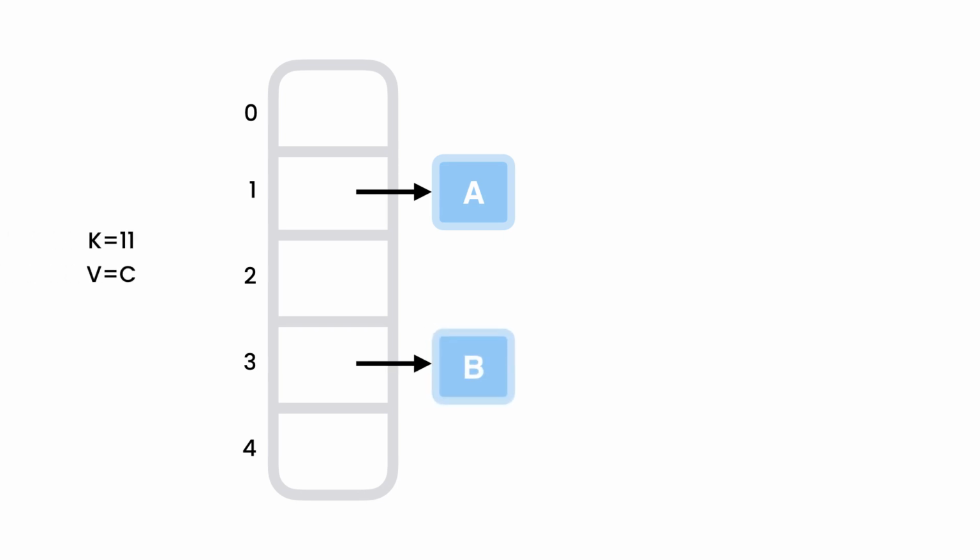Let's look at another example. In this pair, our key is 11. If we give it to our hash function, we'll get 1. So we should go to the cell at index 1 and store this value at the end of the linked list. This is the idea behind chaining.